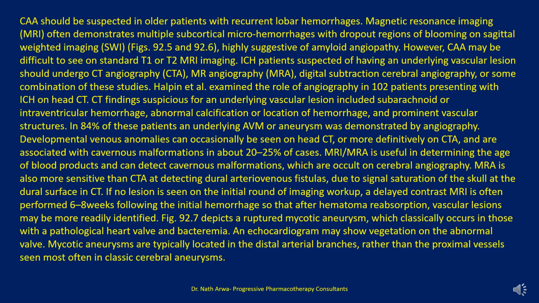Figure 92.7 depicts a ruptured mycotic aneurysm, which classically occurs in those with a pathological heart valve and bacteremia. An echocardiogram may show vegetation on the abnormal valve. Mycotic aneurysms are typically located in the distal arterial branches, rather than the proximal vessels seen most often in classic cerebral aneurysms.